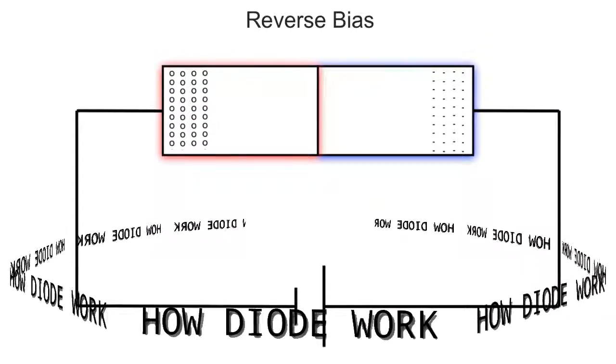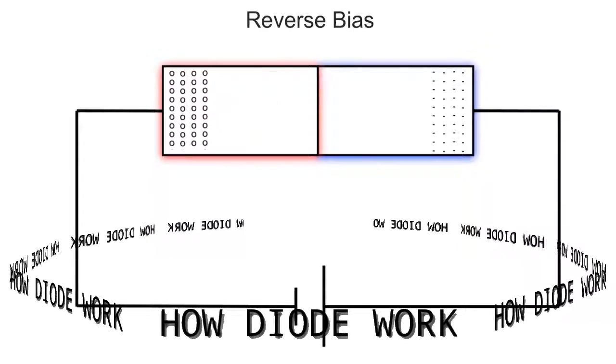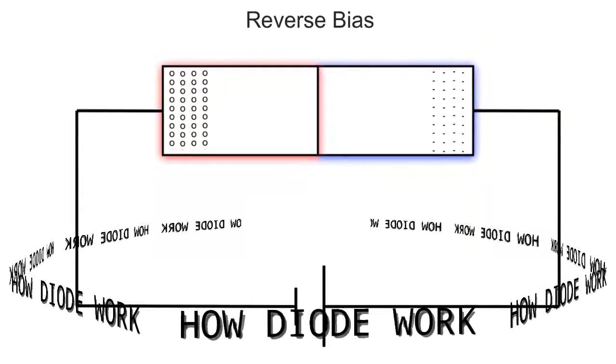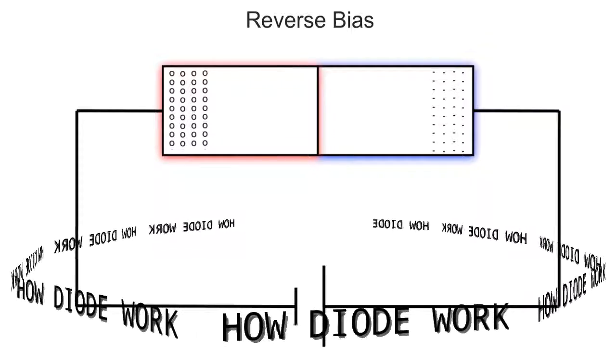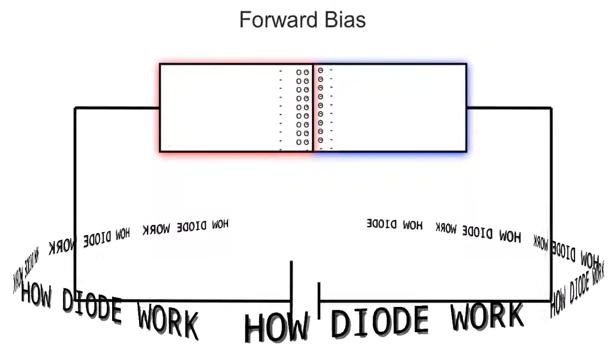At this point, these holes that were in the depletion region pull over here, the electrons pull over here, and no current is flowing at this point. That is reverse bias. Now let's see what happens when we put this thing into forward bias.